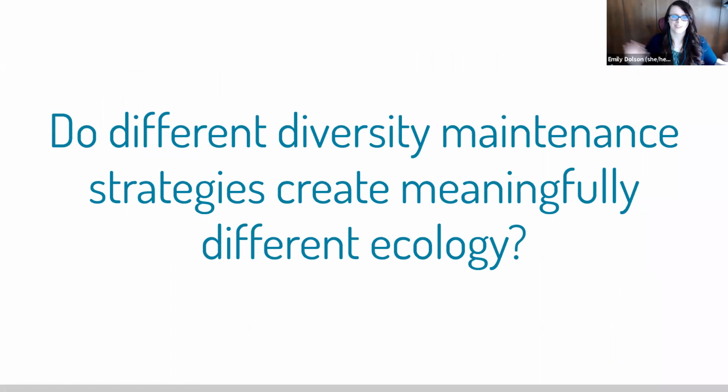Okay, so now that I have set the stage for what system I'm using to address this question, the specific question that I'm trying to answer right now is, do these different evolutionary algorithms with their different diversity maintenance strategies create meaningfully different ecology? And you don't need to worry about the fact that these are diversity maintenance strategies. You can just think about them as different ways of constructing an ecological community.